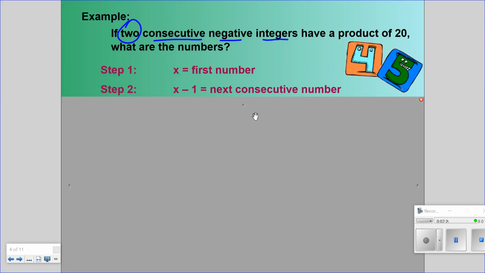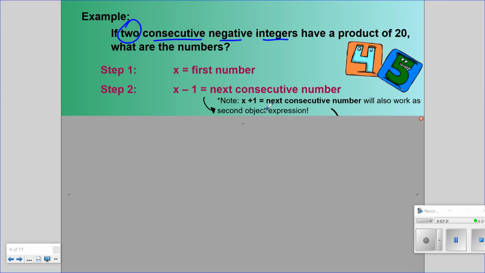You could also state here, though, x plus 1, because let's say you had negative 5 as one of them. You could get the next consecutive one as negative 4, or go in the other direction as negative 6. And either way would work to get the next consecutive one. And I'll show you that work as we go through here. But here it tells us that they have a product, so either of these expressions for your second would work. You can choose either one that makes sense to you. Usually when people see negative, they think, oh, I need to go left on the number line, so they're subtracting 1. That's why you might see the minus 1 there.